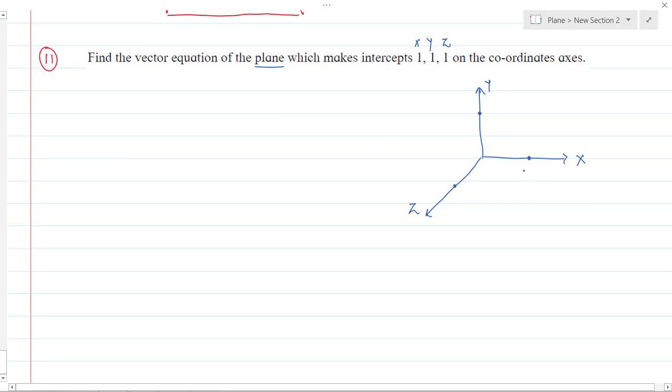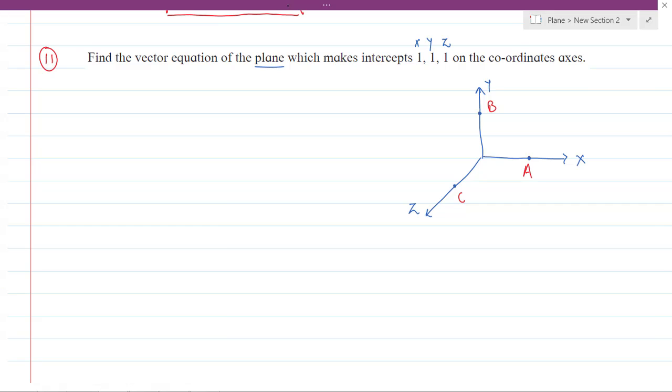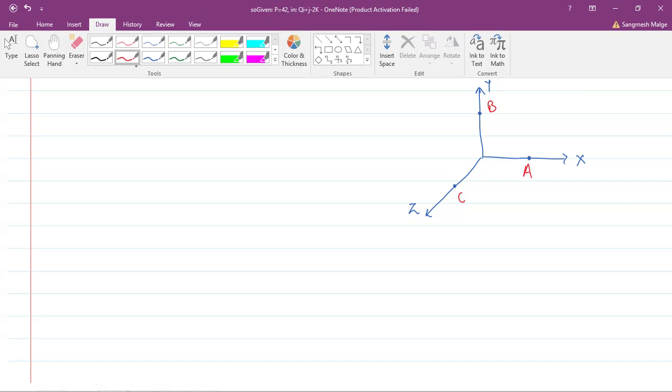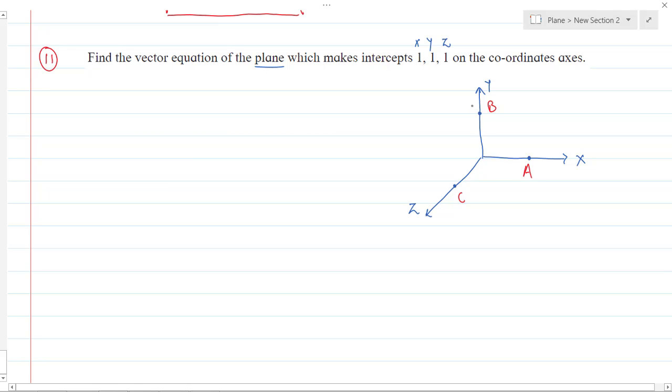So this is the point A, this is the point B, and this is the point C. Now the plane is making an intercept. So what could be the plane then? I can have the plane like this. I can have the plane like this. All these 3 coordinate axes in these points. Okay, so at these 3 points.